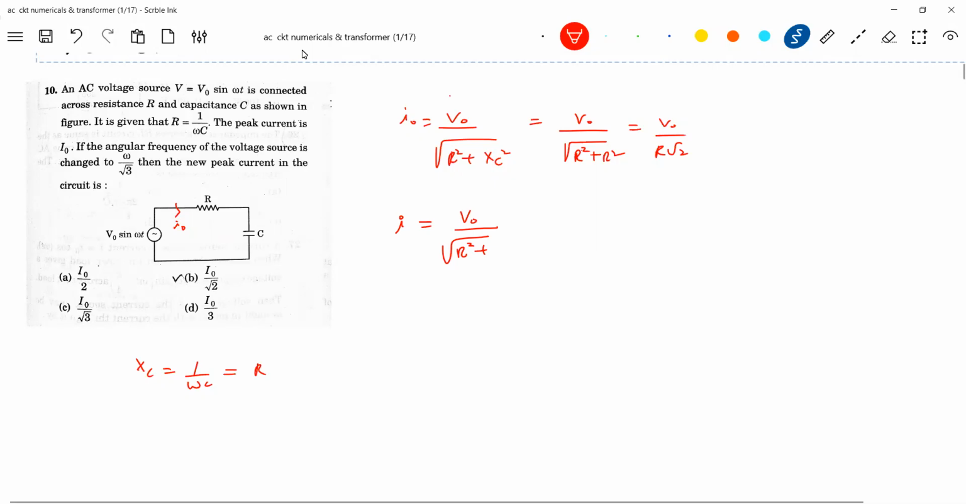So the new reactance, how much should it be equal to? XC dash, you call it. So this is changed to omega by root 3 into C, which is root 3 by omega C, or root 3 R. So this is V naught by root of R square. So what is XC dash? It should be equal to root 3 R. So V naught by 2R it will become.